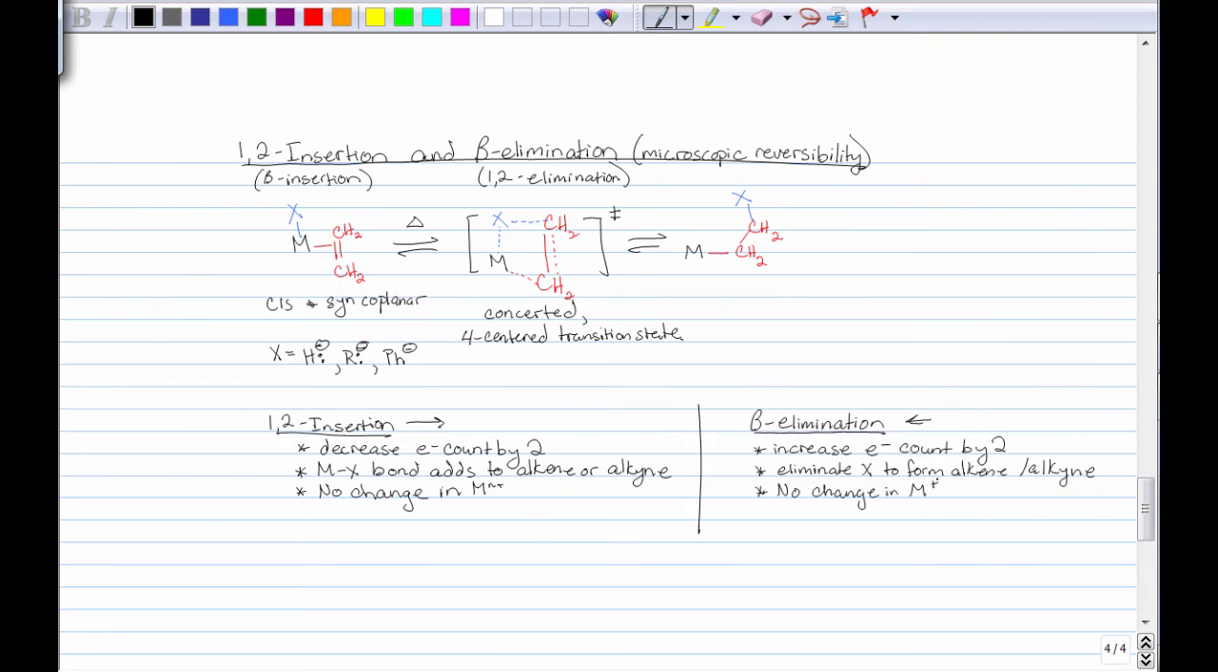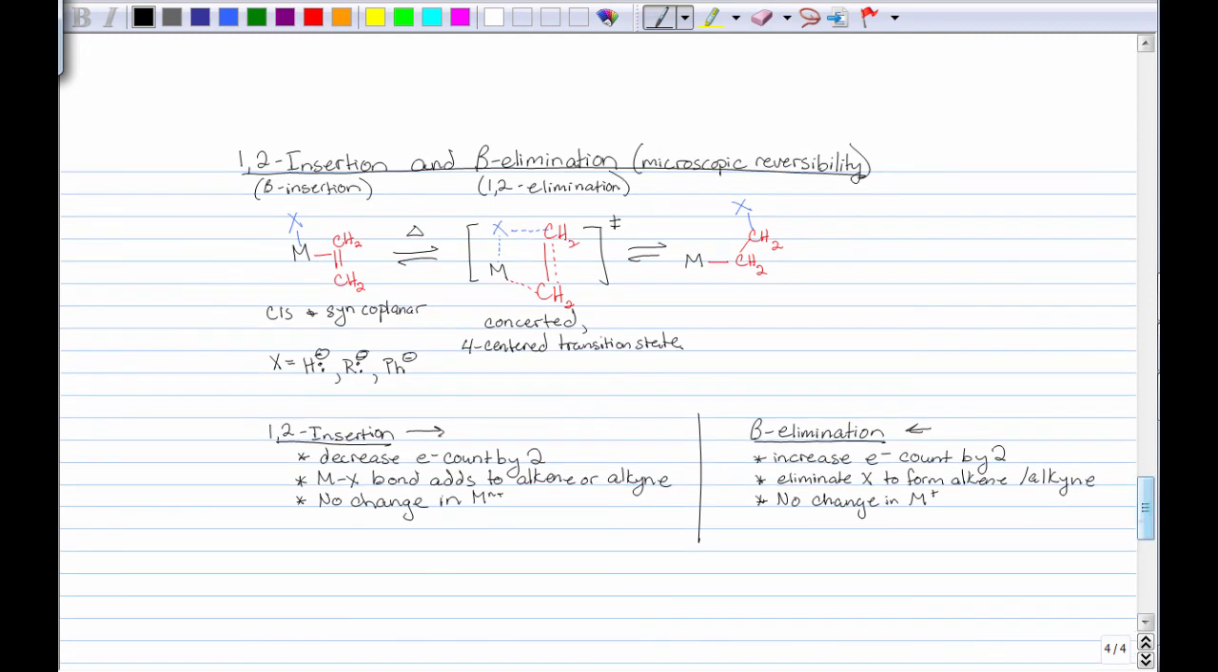Now, beta elimination is the microscopic reverse of 1,2 insertion. So you're increasing the electron count by 2, you're eliminating X to form an alkene or an alkyne. And so you're going to be making a new metal X bond, and that's why you're increasing the electron count by 2. And you're, again, not changing the metal oxidation state.